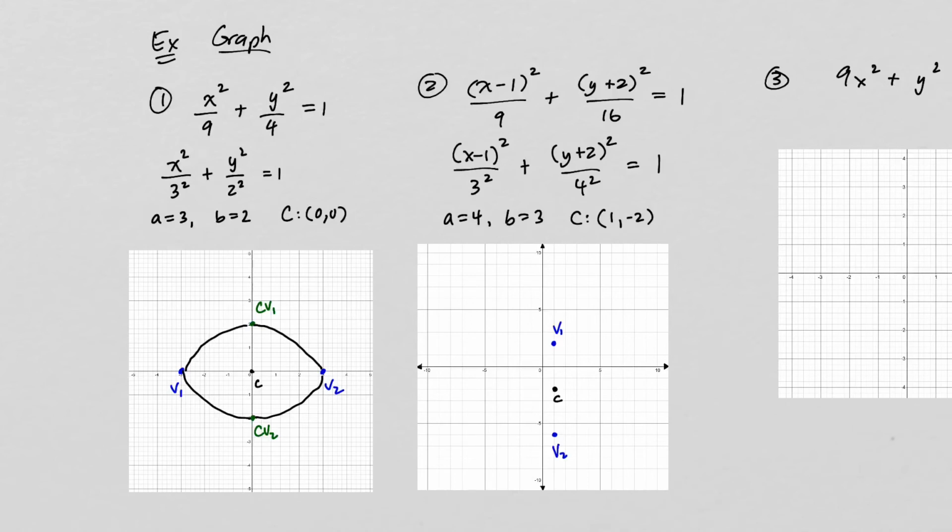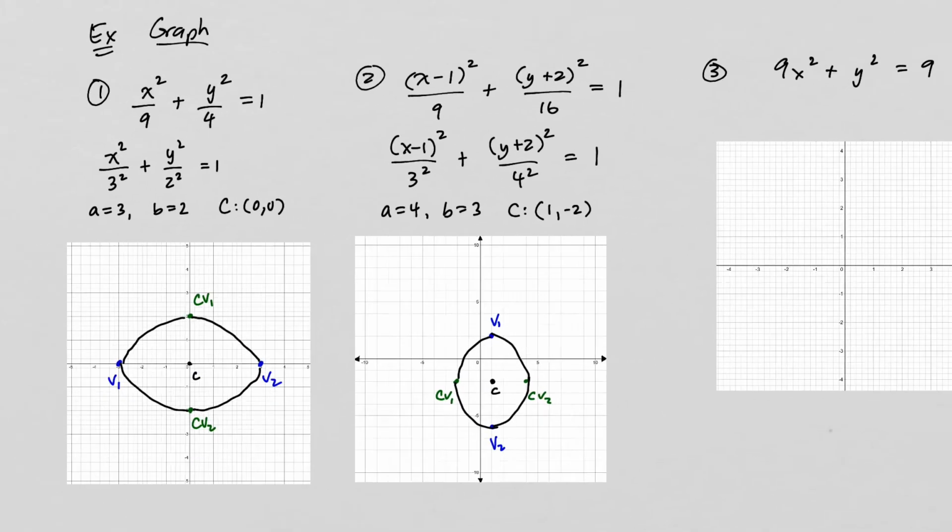And then B equals 3, well, that number came from the 9, which was below the x's. So from the center, we're going to go 3 units in the x direction, so that would be left and right. So 3 units left and right. And that gives us a co-vertex 1 and co-vertex 2. And then the ellipse itself, you just connect these points together. Okay, so again, I feel like it's really simple to graph an ellipse. Pretty straightforward process.